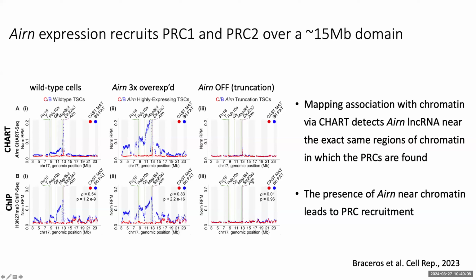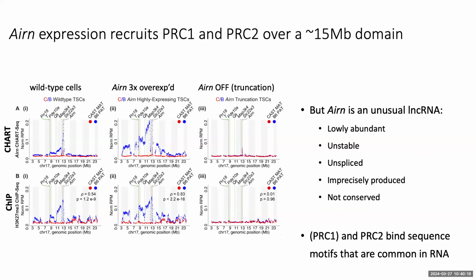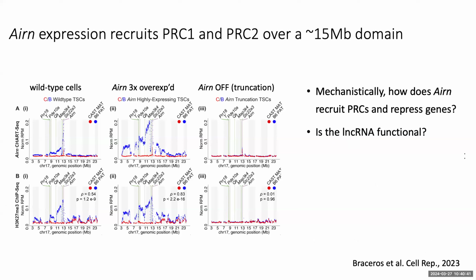And so, it's really clear that the presence of this non-coding RNA near chromatin leads to very robust recruitment of multiple forms of Polycomb enzymes. But as I mentioned earlier, this is a really unusual RNA. It's lowly abundant, it's unstable, it's unspliced, it's imprecisely produced, and it's not even conserved outside of the rodent lineage. More than that, probably PRC1, but definitely PRC2 are known to bind sequence motifs that are relatively common in RNA. And so mechanistically, it's very much unclear how this RNA, as well as others, recruit Polycomb to chromatin and induce gene repression.